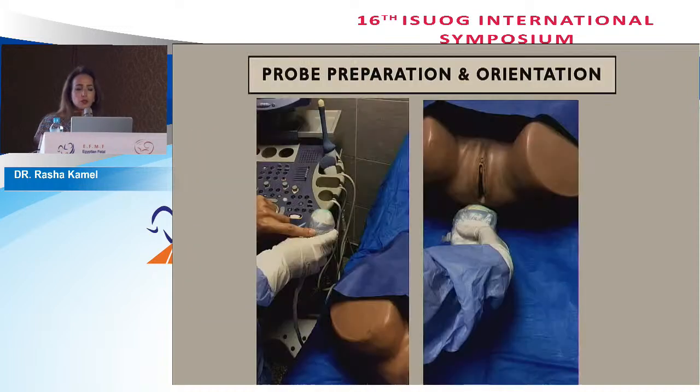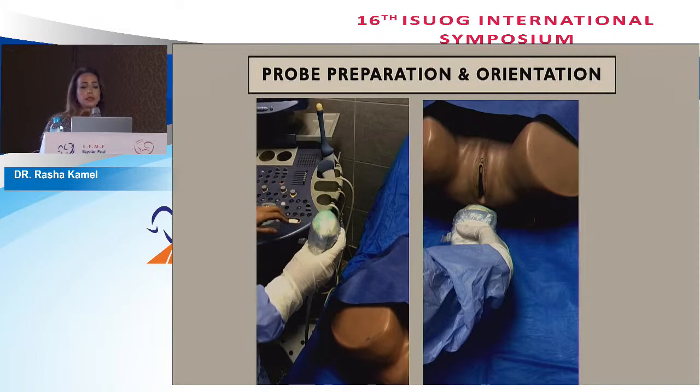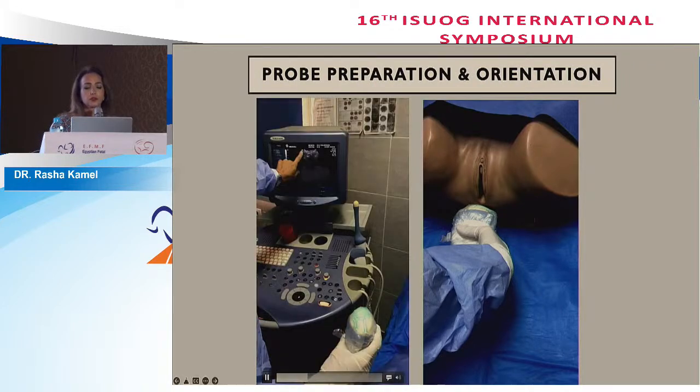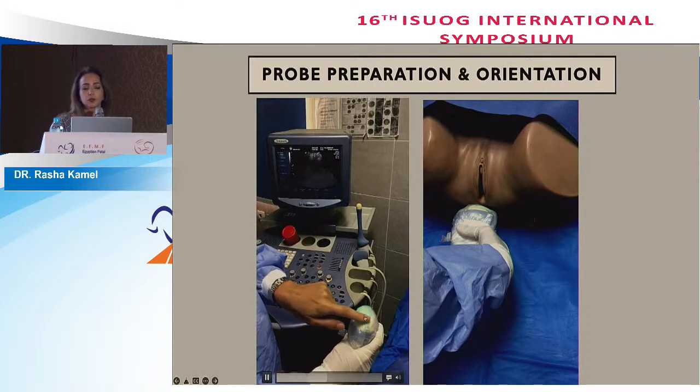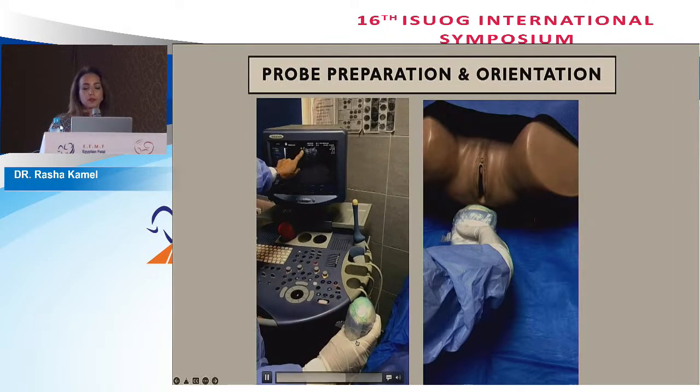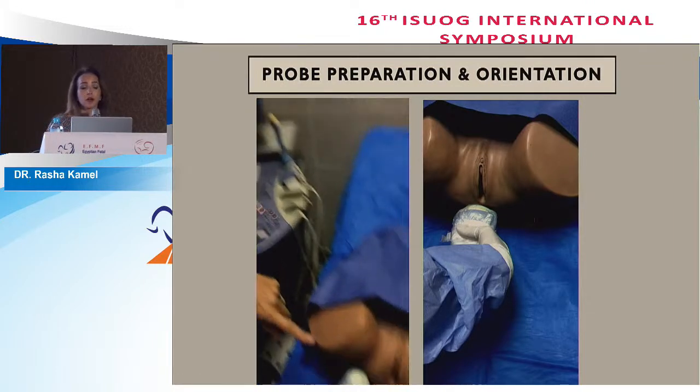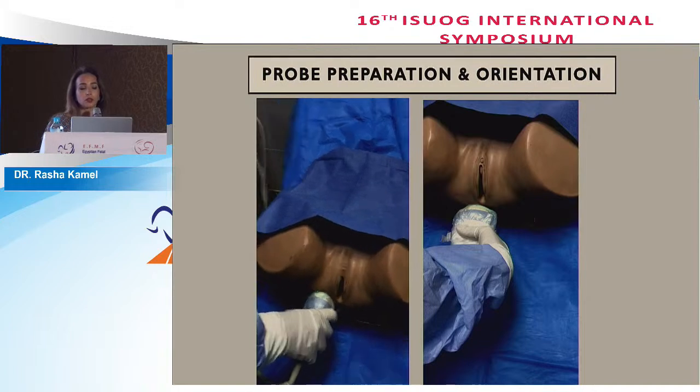So this is how we prepare the probe. We get the transducer, the abdominal transducer. We apply some gel to the footprint of the transducer. We cover it by a sterile shear cover, and then we apply gel on the external surface.